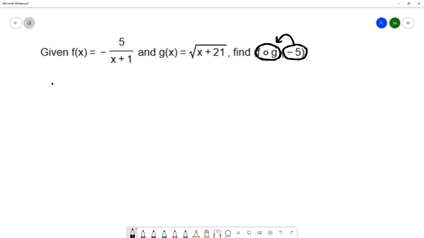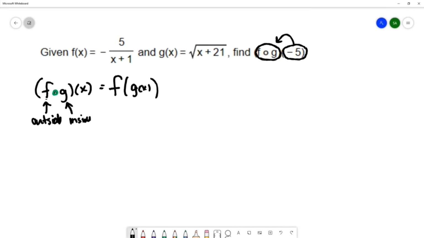So if we want to find f composed with g of x, we need to know what the operation of composition actually means. This operation of composition means to substitute one function inside of another function. And the way that we write it is that the outside function is the one that's written to the left of the composition symbol, and the inside function is the one that's written to the right of the composition symbol. So I'm going to be substituting g of x into f of x.